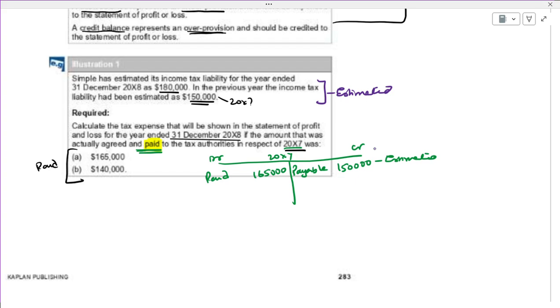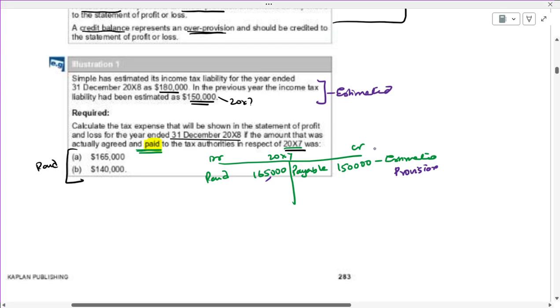How much did we make as a provision? 150. How much have they paid? 165. Means have you provided more or provided less? You estimated 150, but you are paying 165. Your estimate is less or more? Less. Under provision.